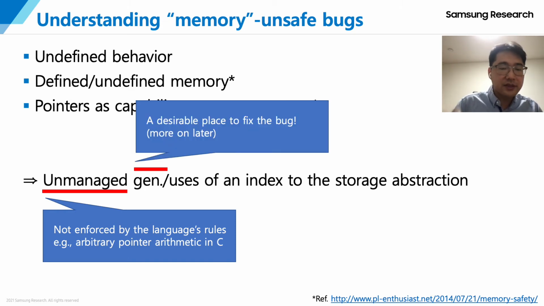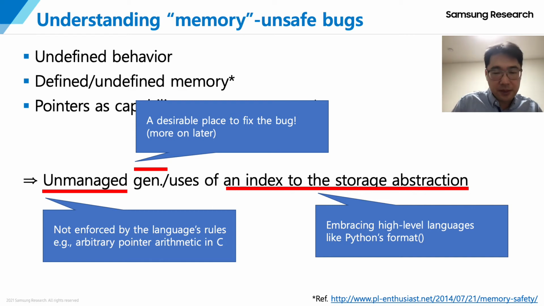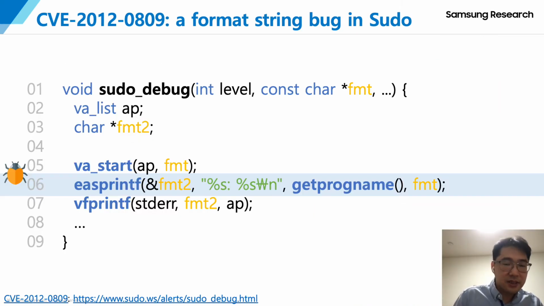I also emphasize the correct generation of an index more than its use because it's a more desirable way to fix the vulnerability, which we're going to discuss in detail later in my talk. It is also extensible to other languages that might have different or sometimes more than one definition of index to the storage abstraction. So let me discuss this idea with a concrete context. This is a format string vulnerability in sudo that allows a local privilege escalation attack. The sudo debug function shown in the slide is a custom printf-like function, and accepts the format specifier as an argument.